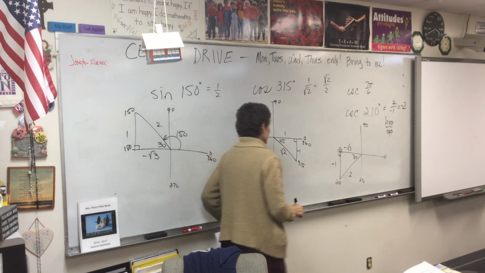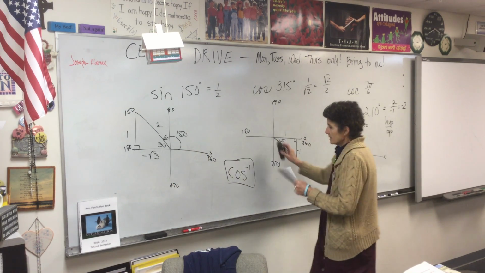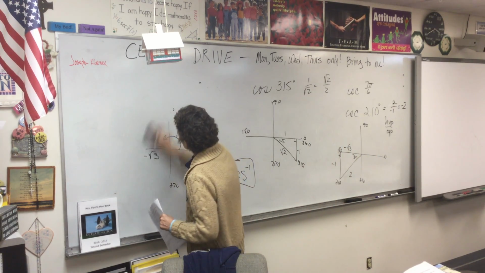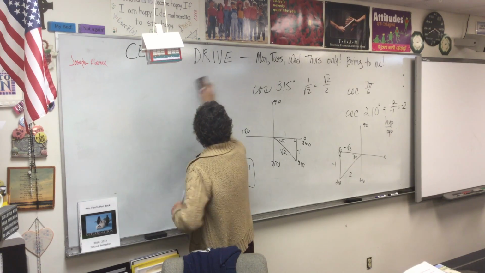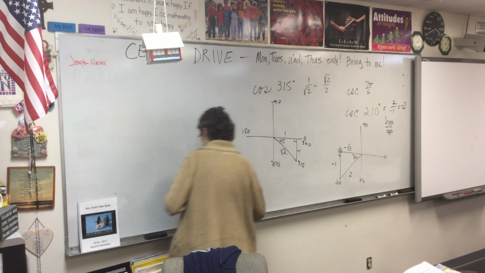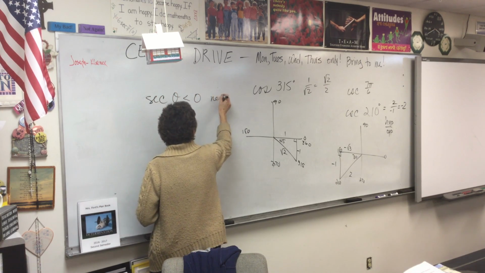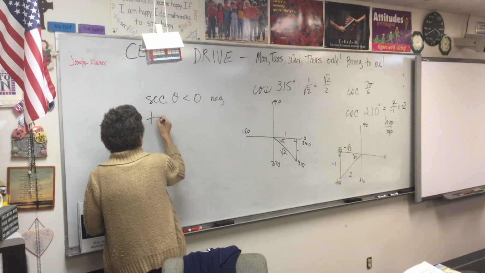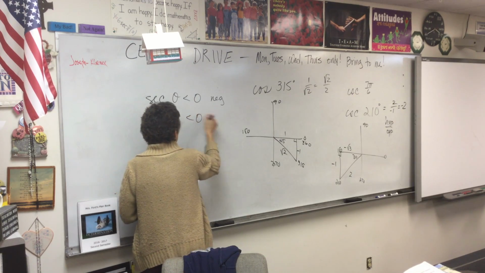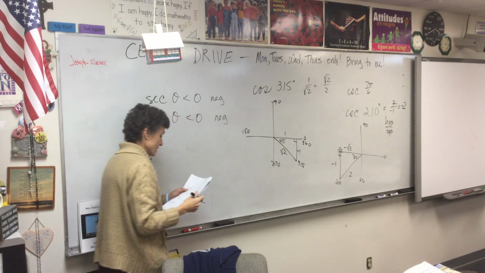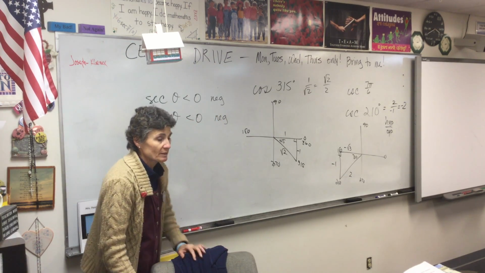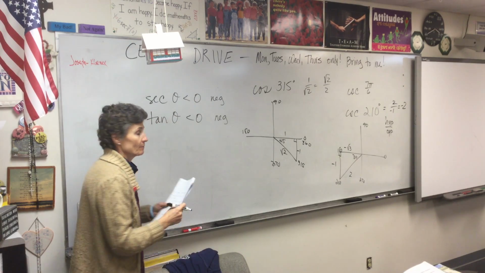Big section, gotta remember how to do those. All right, here we go. In which quadrant is the secant negative? So we want secant to be less than 0, that means negative. And we want the tangent to be less than 0, that means negative. So we want them both to be negative.